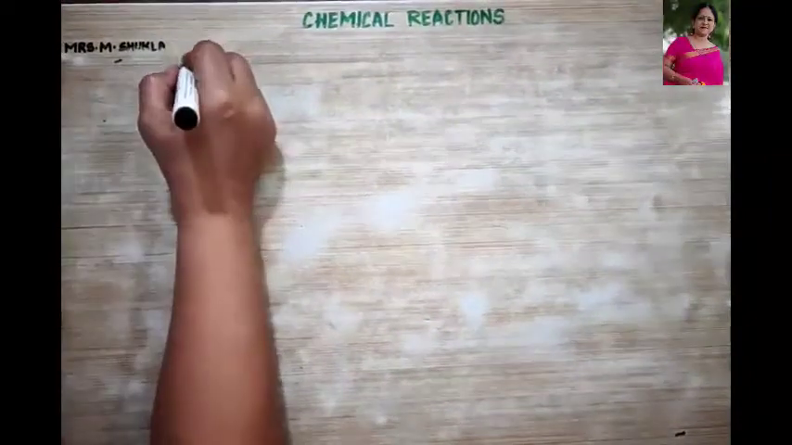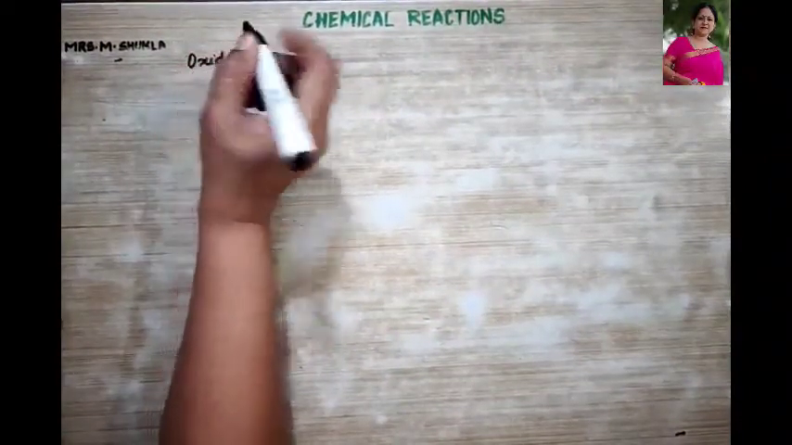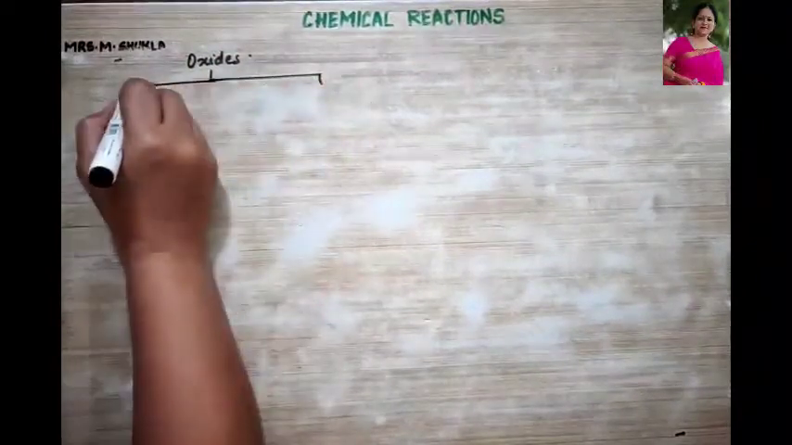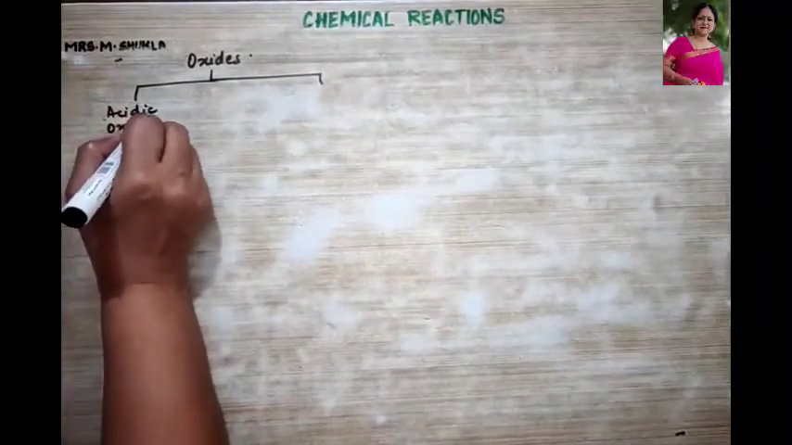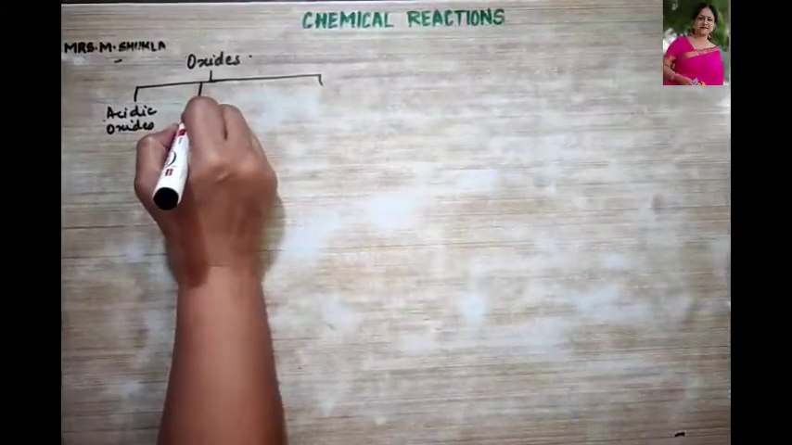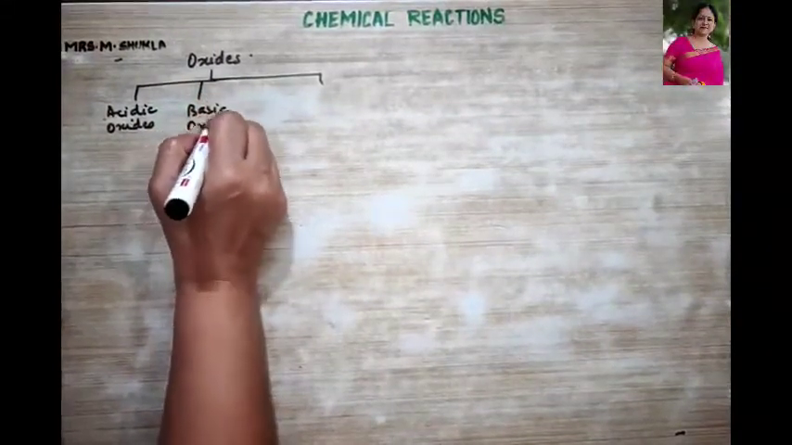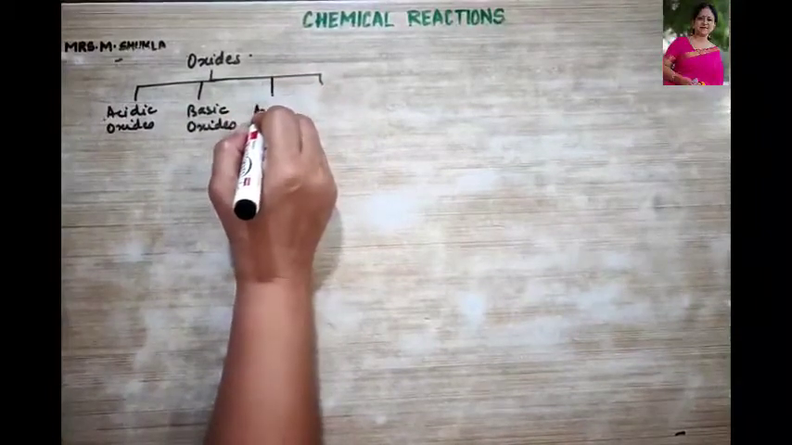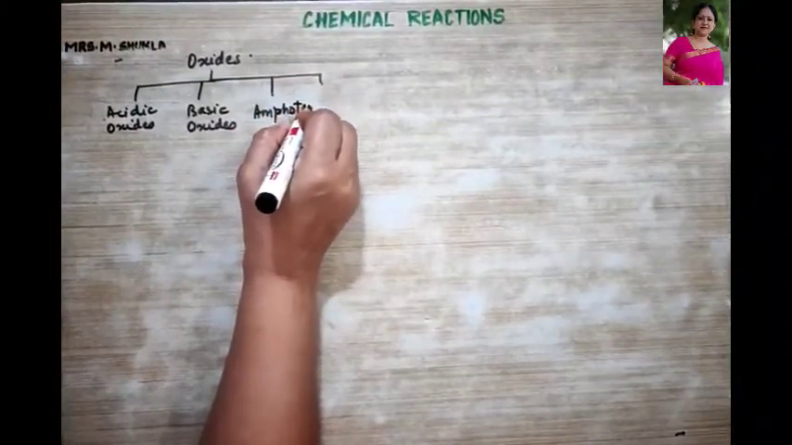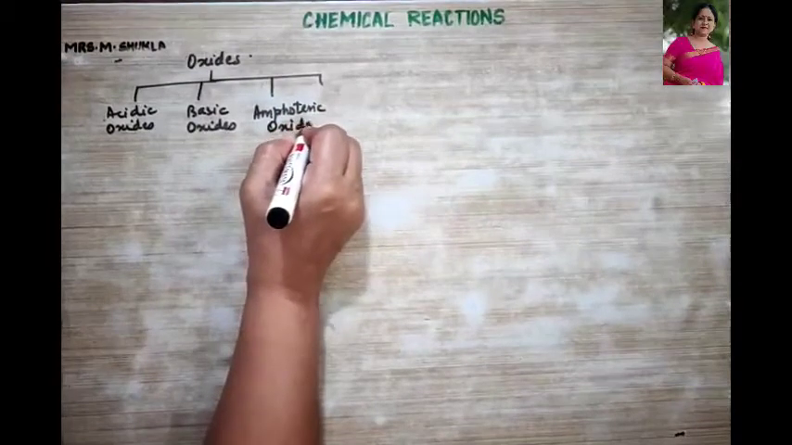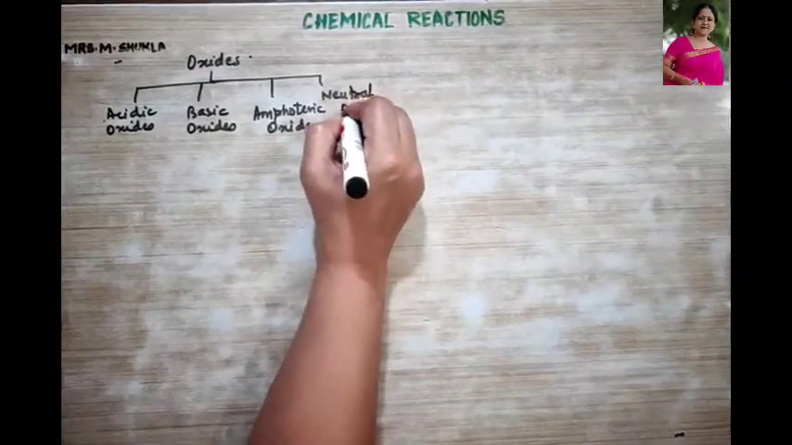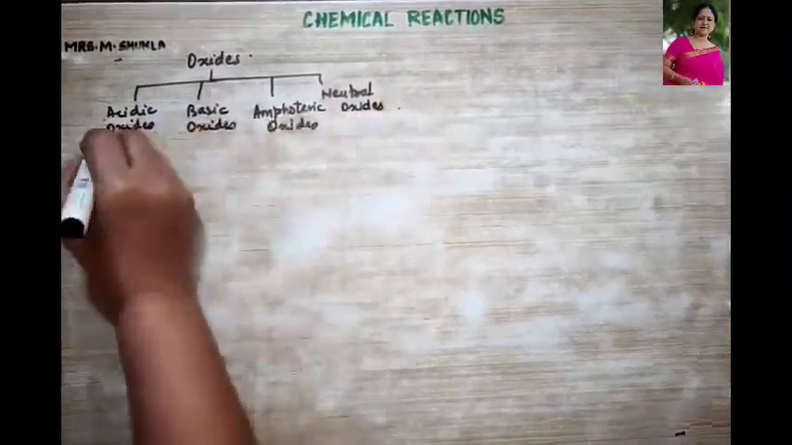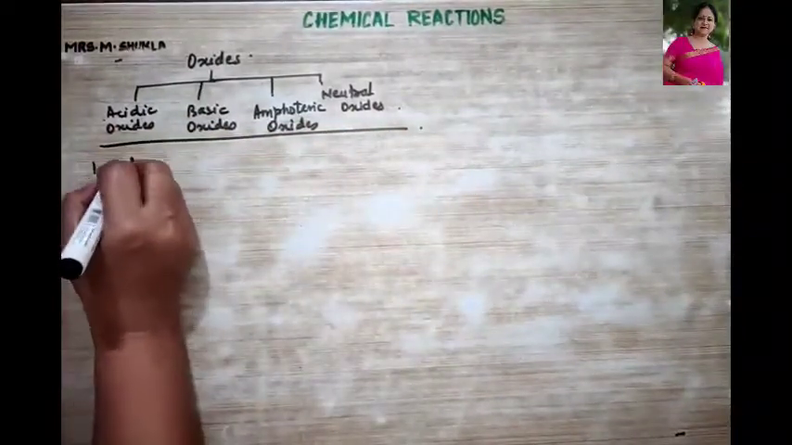Oxides are of 4 types. What are those 4 types of oxides? They are your acidic oxides, then basic oxides, then we are going to study about amphoteric oxides, and lastly your neutral oxides. So in this video we are going to talk about all these different types of oxides. Okay, so let us begin with the acidic oxides.